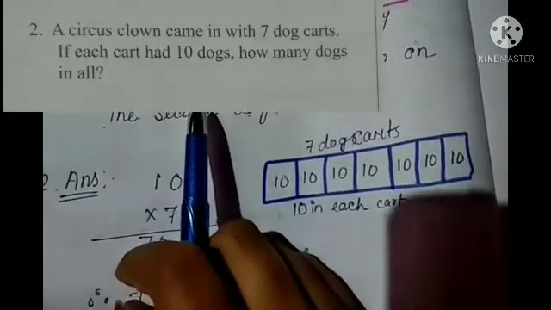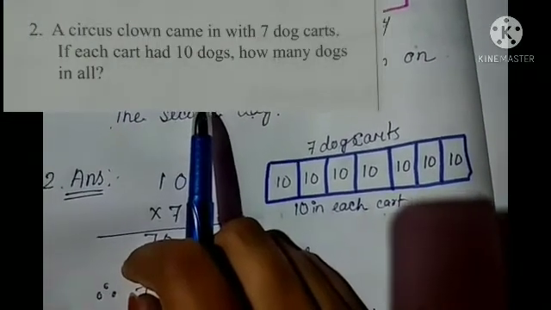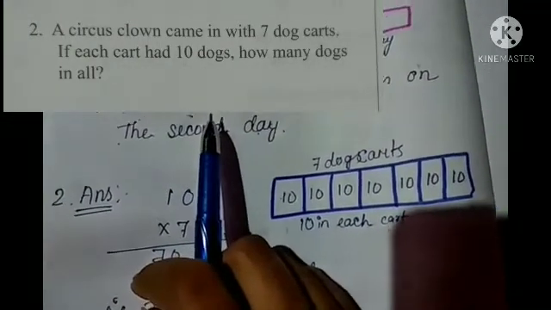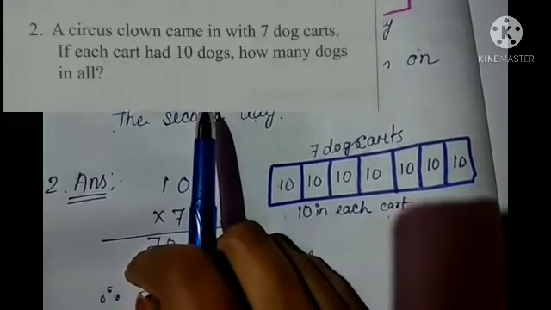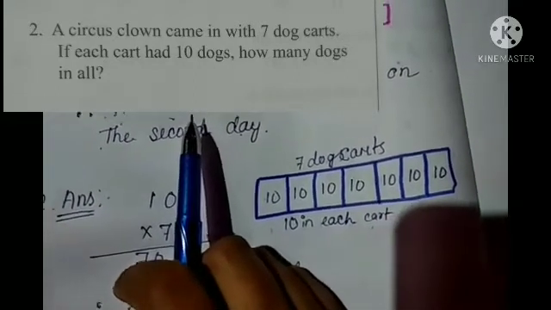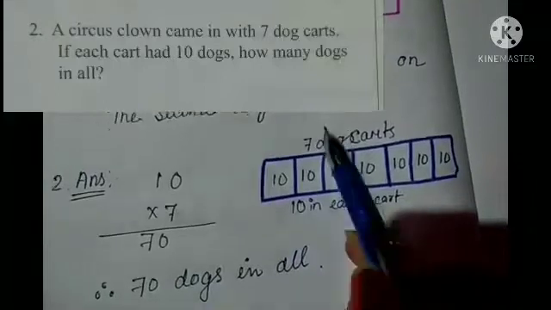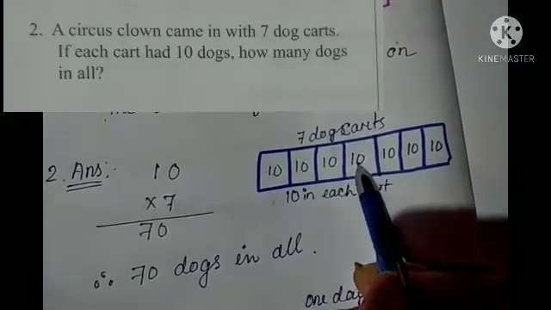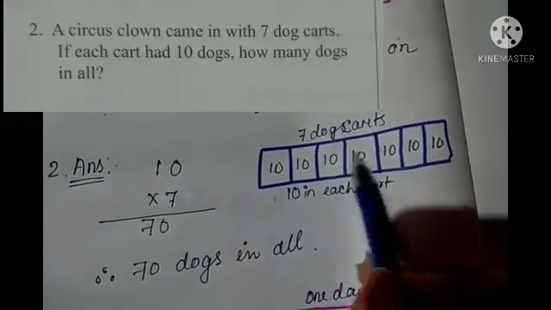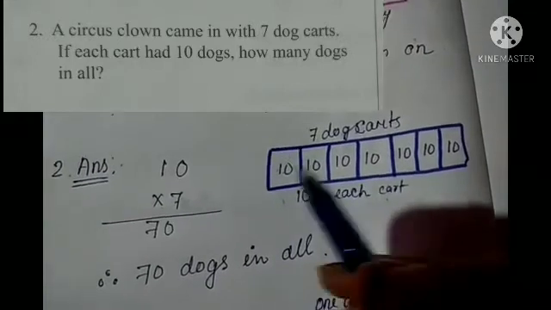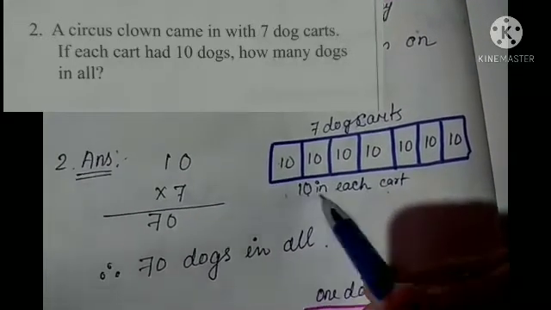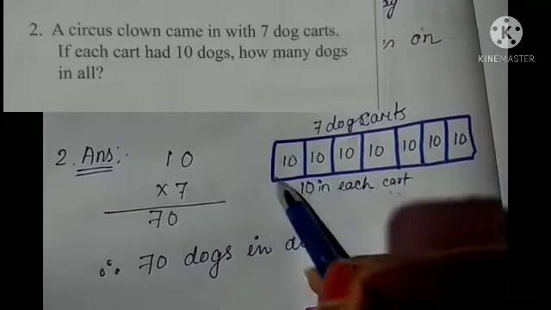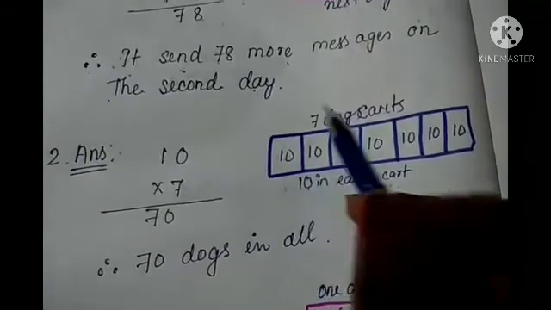A circus clown came in with 7 dog cards. Each card had 10 dogs. How many dogs in all? Okay, so here you see 7 dog cards. I have drawn 7 dog cards here: 1, 2, 3, 4, 5, 6, 7. And in one card, it is given that there are 10 dogs in each card. So we have to find out for 7 dog cards.